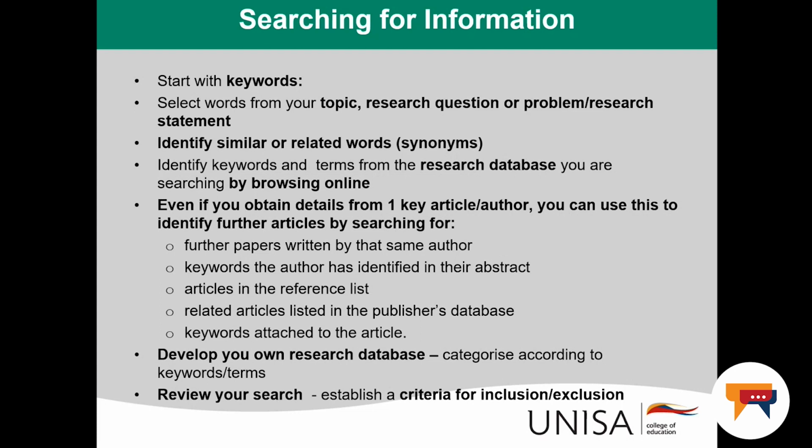Even if you obtain details from one key article author, you can use this to identify further articles by searching for further papers written by that same author, keywords the author has identified in their abstract, articles in the reference list, related articles listed in the publisher's database, and keywords attached to the article. Develop your own research database, categorize according to keywords. Review your search. Establish a criteria for inclusion and exclusion.